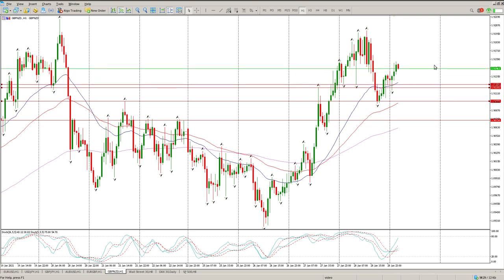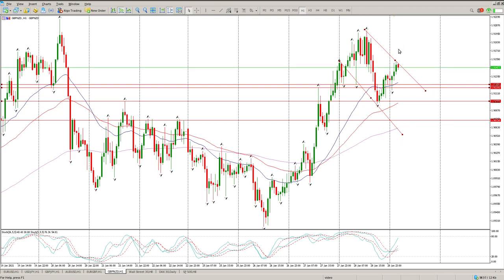What I'm looking for is pull back onto structure, and the first bit of structure I'm looking for is 191236. This trend is up. This could be a bit of a flag forming. If I can just show you here. Okay, so there is my channel. Big up, big down, big up, big down, big confusion at the moment.